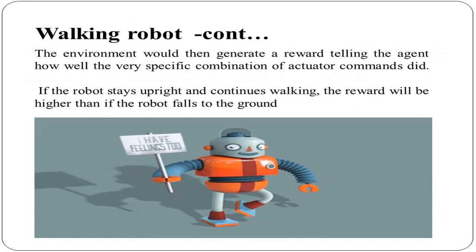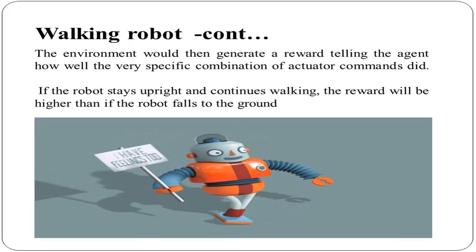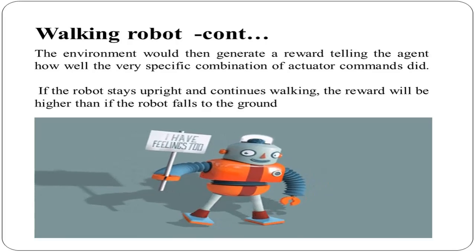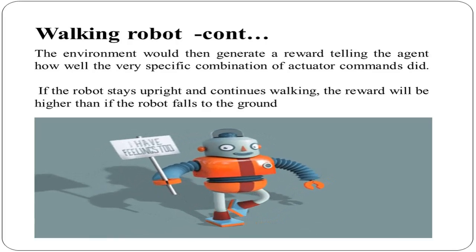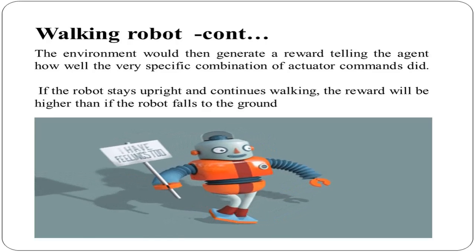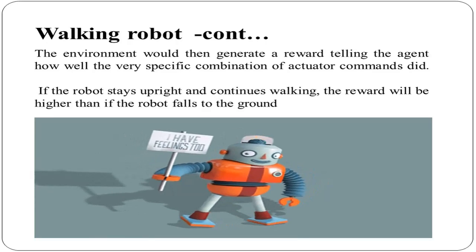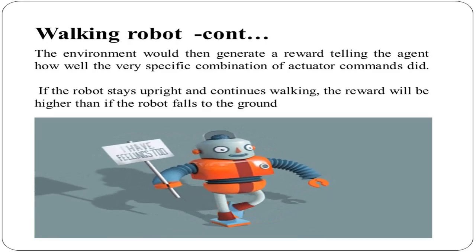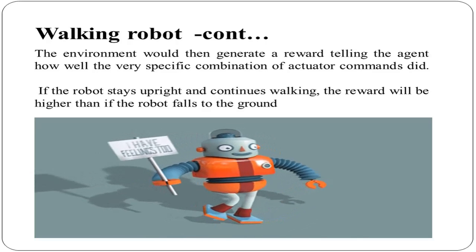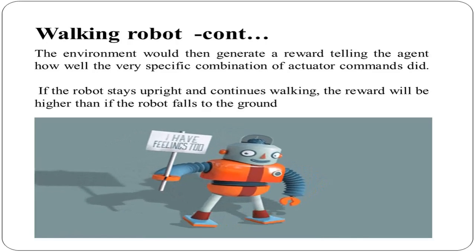The environment would then generate a reward telling the agent how well the very specific combination of actuator commands did. If the robot stays upright and continues walking, the reward will be higher than if the robot falls to the ground.